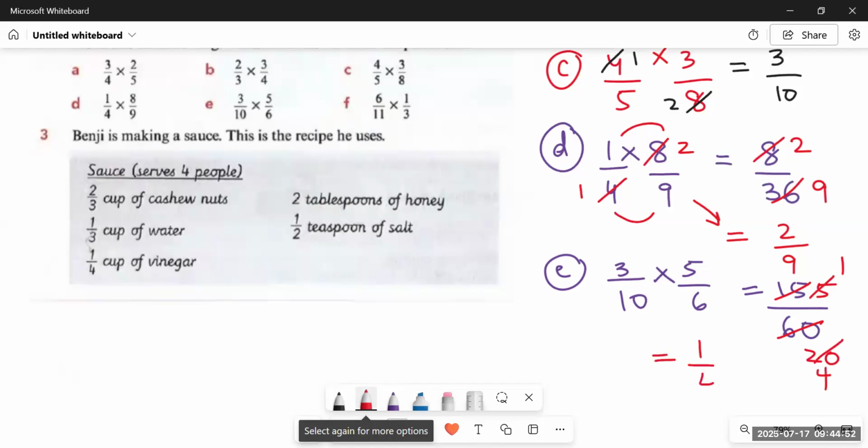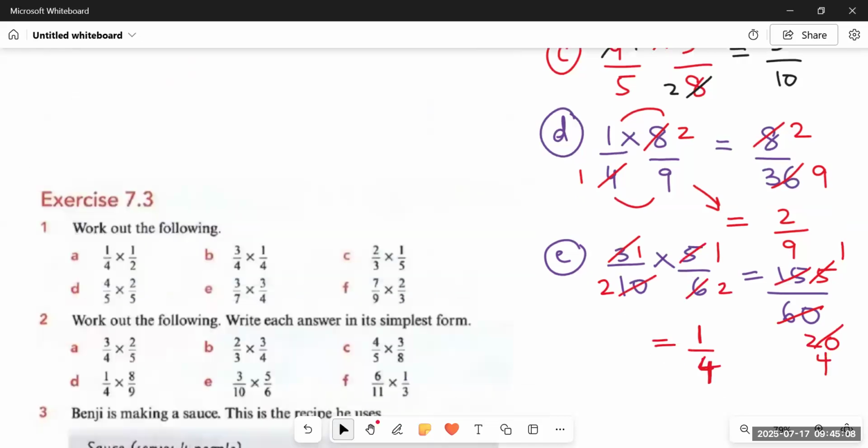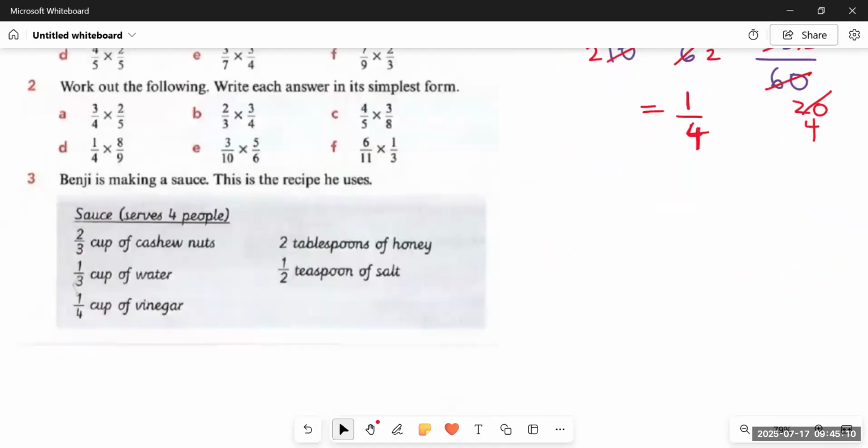But we could have solved it the other way. How? 3 1s are 3, 3 2s are 6. 5 ones are 5, 5 twos are 10. So 1 into 1, 1, 2 twos are 4. So you see, we will get the same answers, but in fewer steps in method number 1.